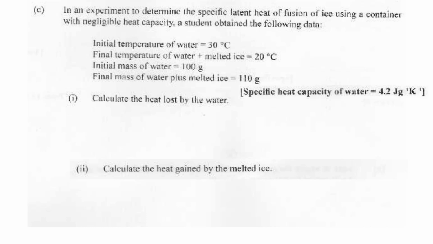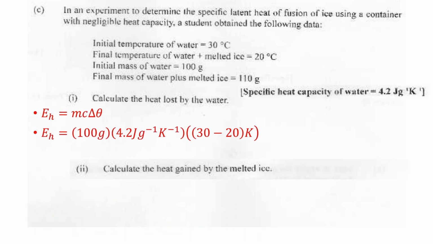Part 1, we're to calculate the heat lost by the water. So we know the formula, E sub h is equal to m c delta theta. Here, we do not need to convert the mass from grams to kilograms because our specific heat capacity that we're supposed to use is in grams. So it will just remain as 100 grams times the specific heat capacity stated times the change in temperature. The change in temperature is 30 minus 20, so in other words, 10 degrees Celsius, or 10 Kelvin. So that works out to 4,200 joules.